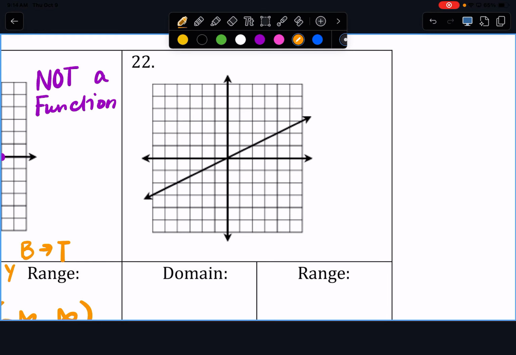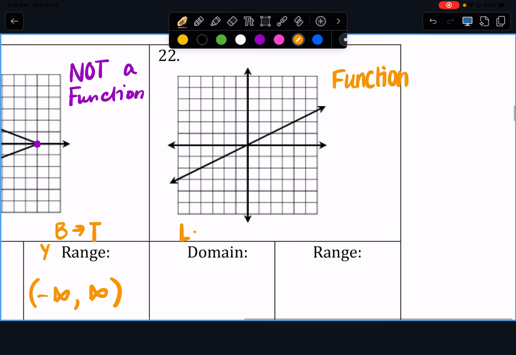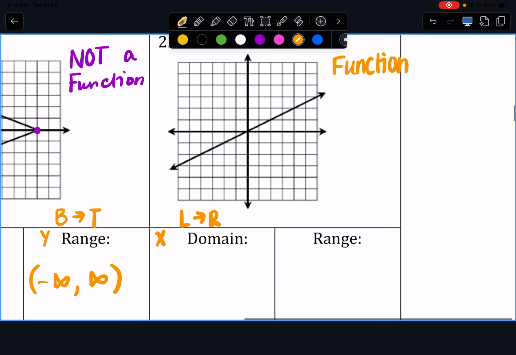All right, for 22, is 22 a function? Yes. It is a function. It passes the vertical line test. Okay, so we're going to start with domain. We're going to go from left to right with our x values. So on the left, does that ever stop going left? So it goes to negative infinity. Does this graph ever stop going right? So that means it's going to infinity. So domain is from negative infinity to positive infinity.